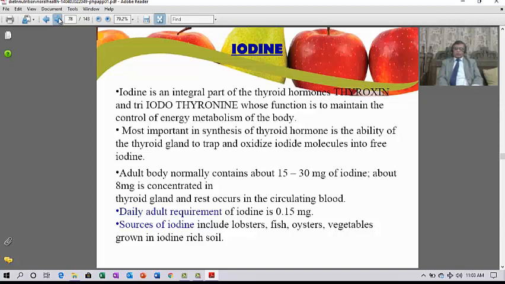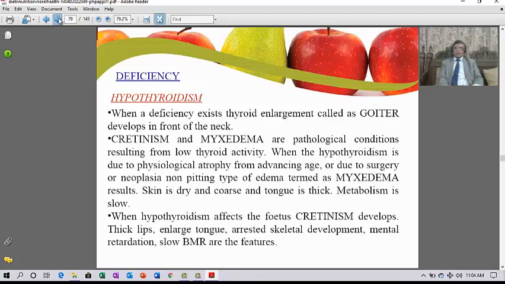The sources of iodine include lobsters, fish, oysters, vegetables grown in iodine-rich soil. If the soil is rich in iodine, you will not get iodine deficiency. When the soil is not iodine-rich, as in high mountains, high altitudes, then they are likely to get iodine deficiency unless compensated, and likely to be suffering from goiter. When a deficiency exists, thyroid enlargement called goiter develops in the front of the neck.